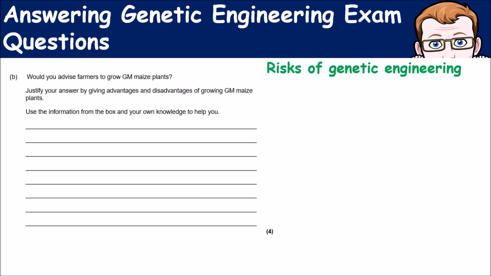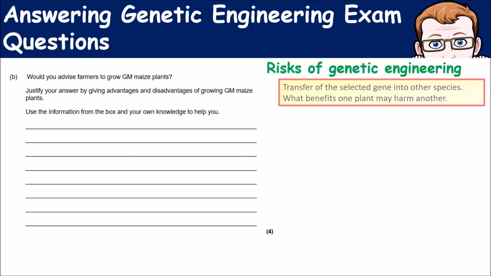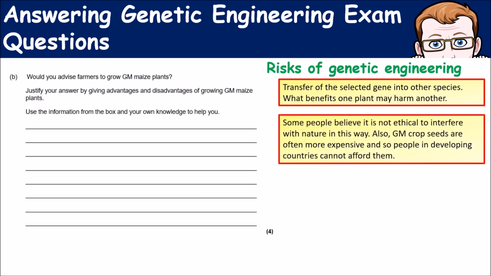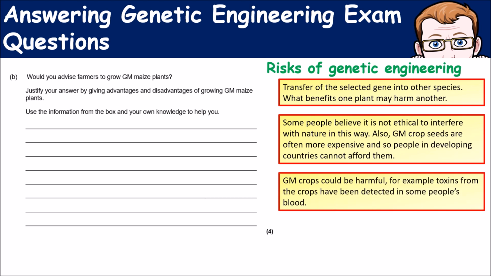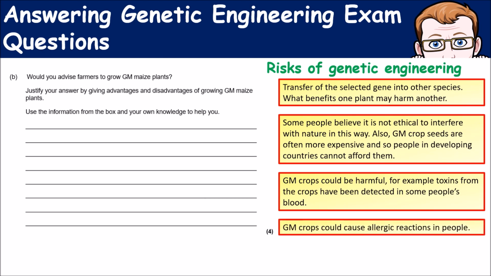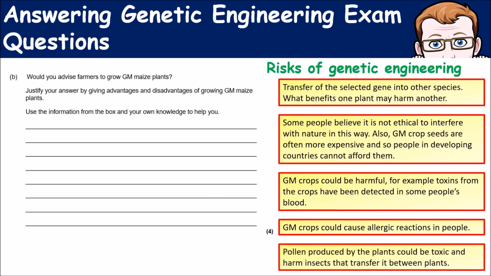On top of that, it says that you need to talk about the advantages and the disadvantages. Some of the risks of genetic modification are that the selected gene could get passed on to other species where we don't want it. Some people believe it's not necessarily ethical. GM crops could be harmful, for example toxins from the crops could be detected in someone's blood. GM crops could cause allergic reactions in people. And pollen produced by the plants could be toxic and harm insects if transferred between plants.